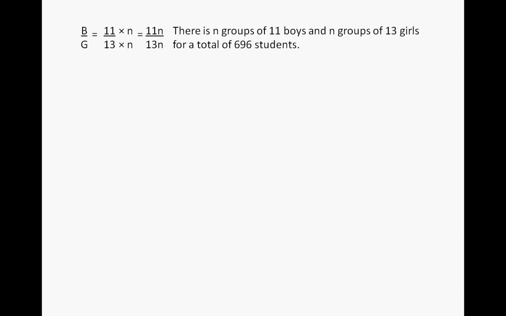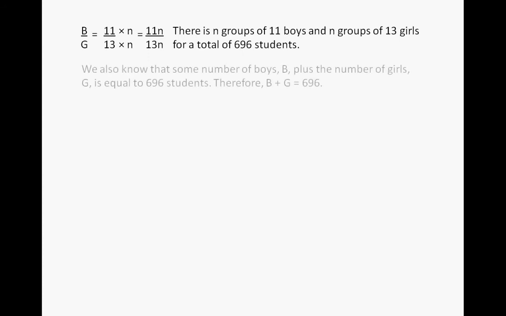And we also know, because we have 696 students, that some number of boys plus some number of girls is equal to 696. Therefore, we can say that boys plus girls is 696, or B plus G is 696.